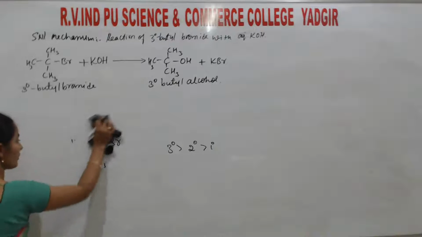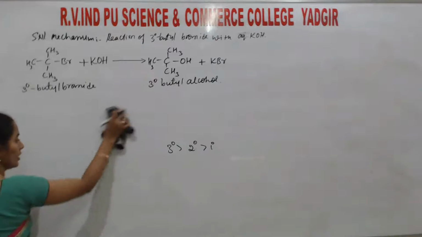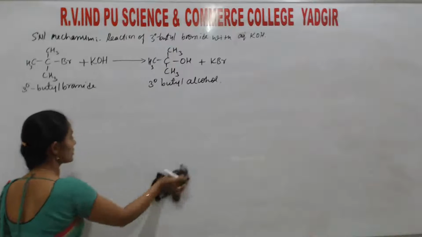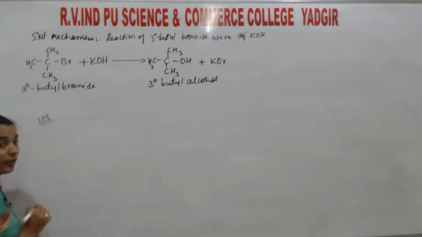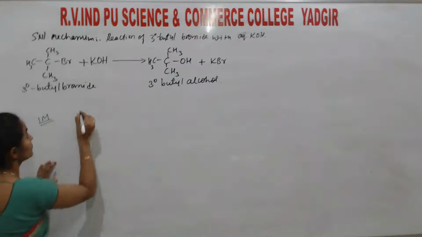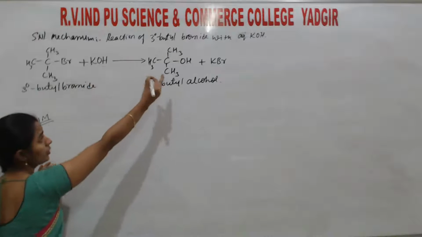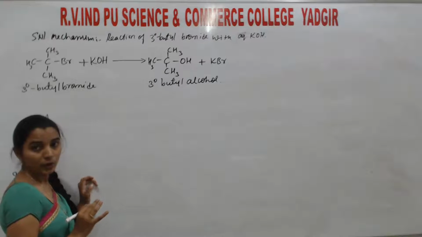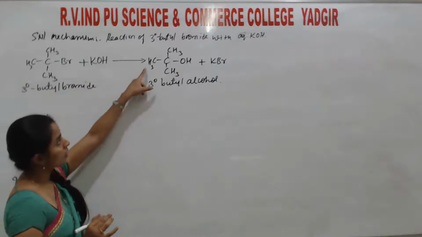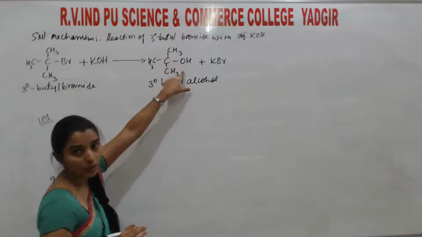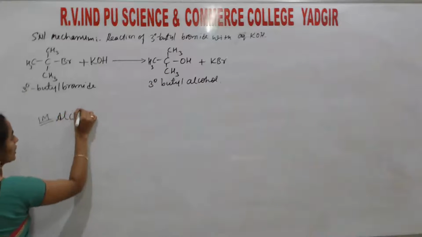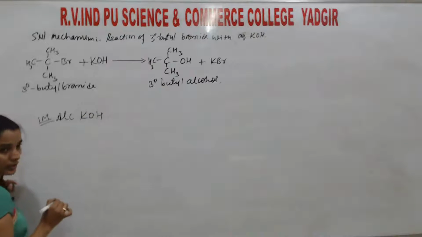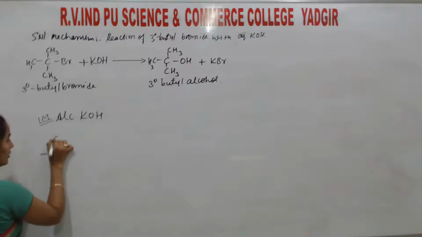Understood? So here, if we use alcoholic KOH instead of aqueous KOH, what is the problem? That is, sorry, what is the product formula? That is also important for 1 mark. So listen here. With aqueous KOH, we know this is the product: CH3, CH3, CH3, OH, tertiary butyl alcohol. Instead of that, if we take alcoholic KOH, I'll write the reaction here.